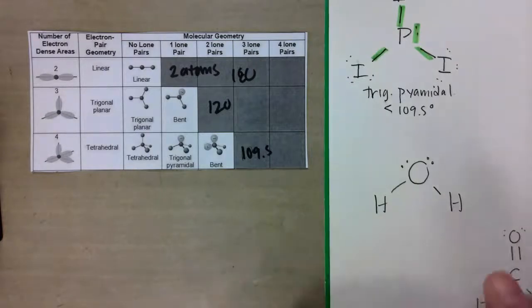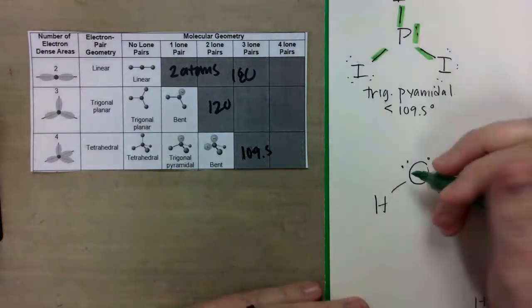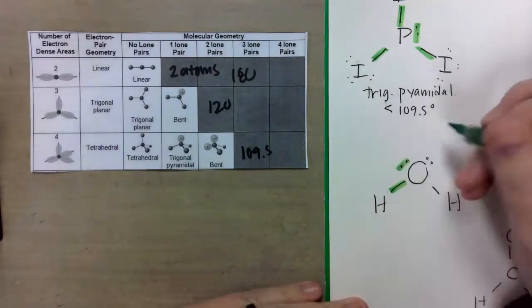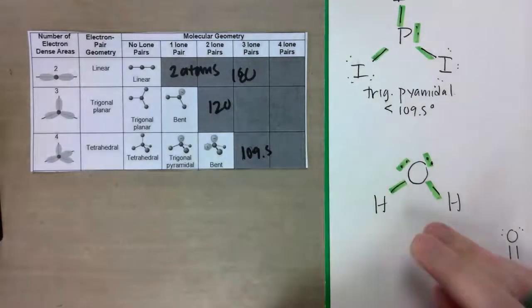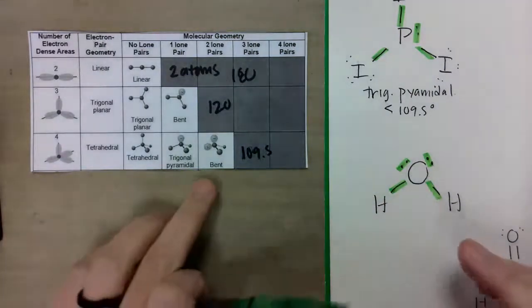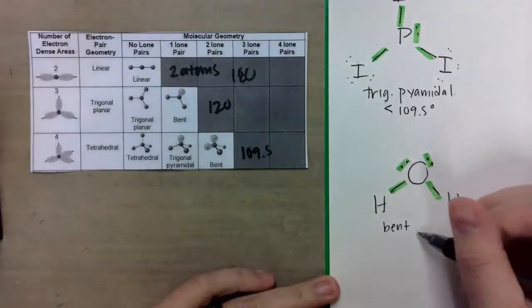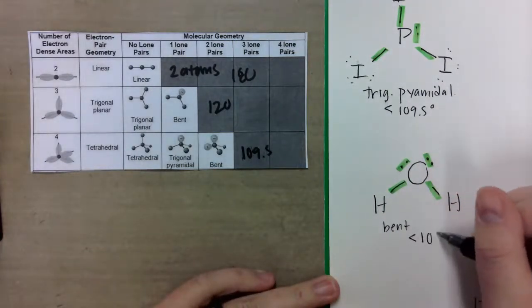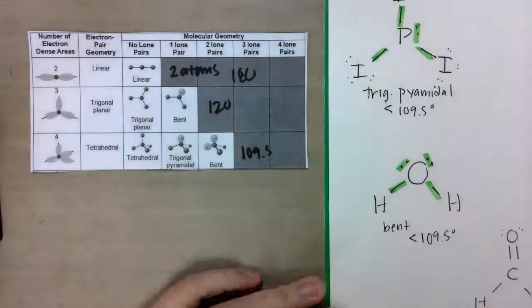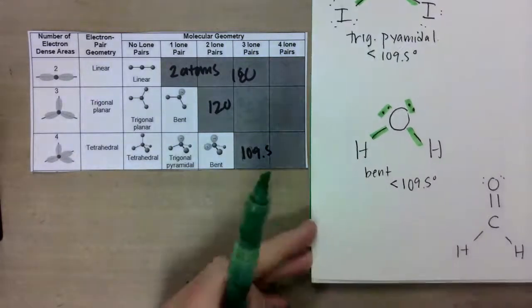Looking at H2O here. Highlighting or mentally highlighting my electron dense areas. I have 4 dense areas. 2 of them are lone pairs, so I'm going to have a bent shape, and my bond angle is going to be also less than 109.5 degrees. Okay.